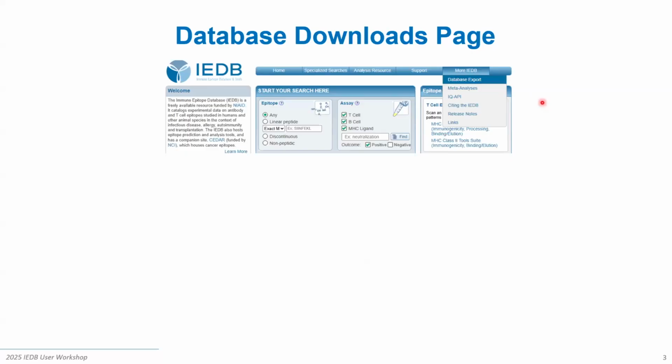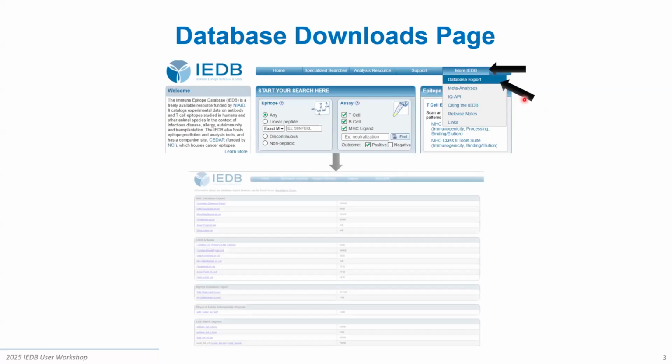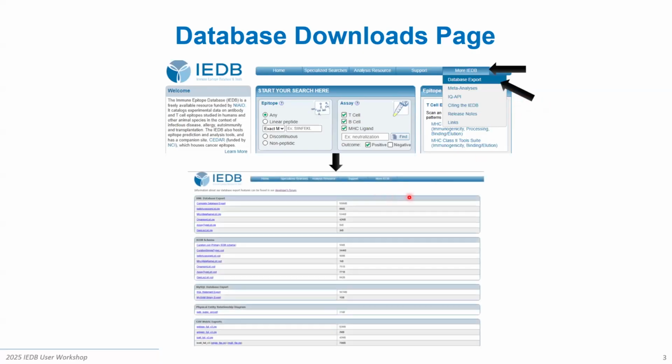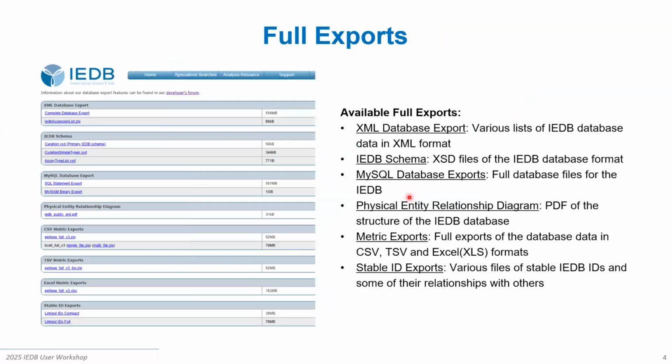So how to get to this is you're going to go to the header on all the IEDB pages, go to the More IEDB tab here, go to the database export option, and then that'll pull up the export or the downloads page, which you can see here. This is broken down into various different formats that you can then use.